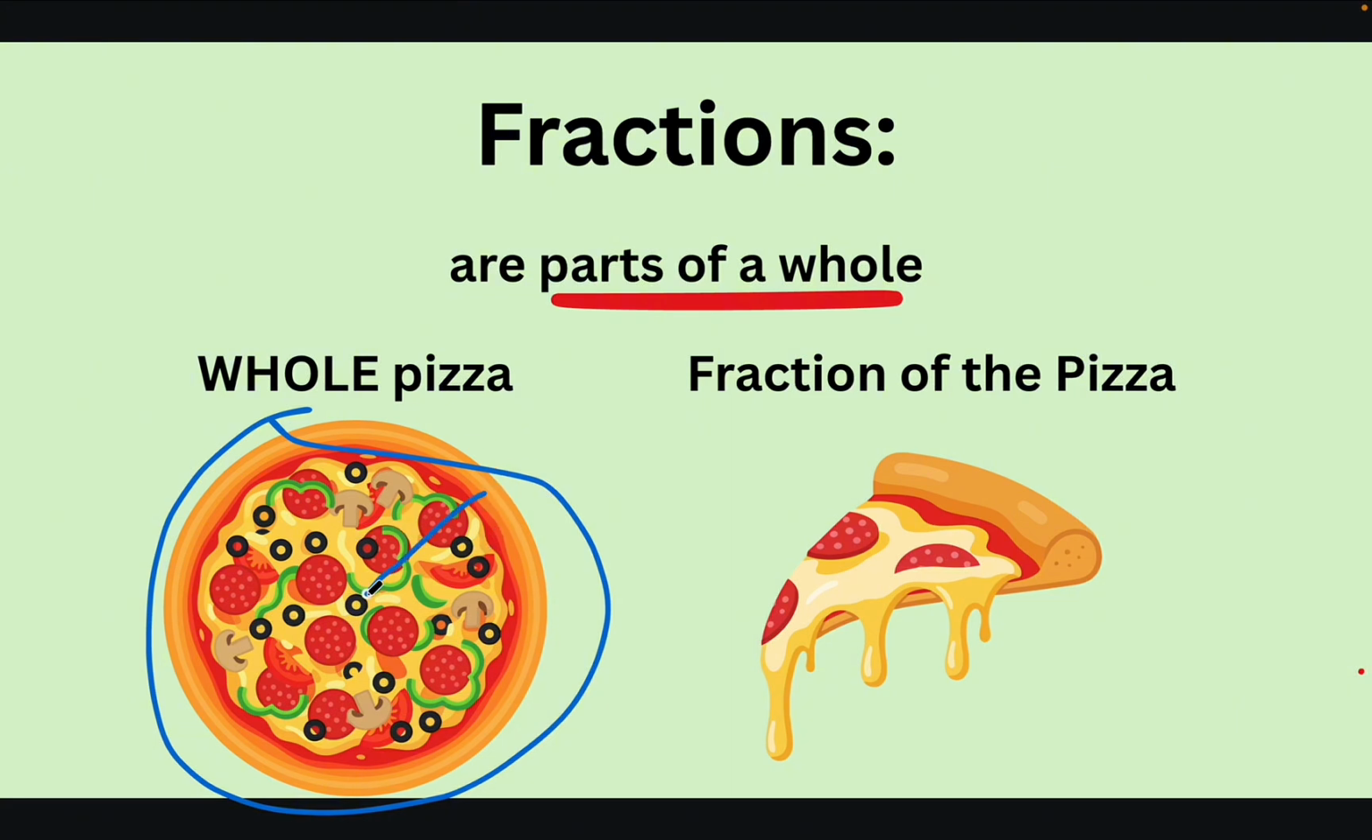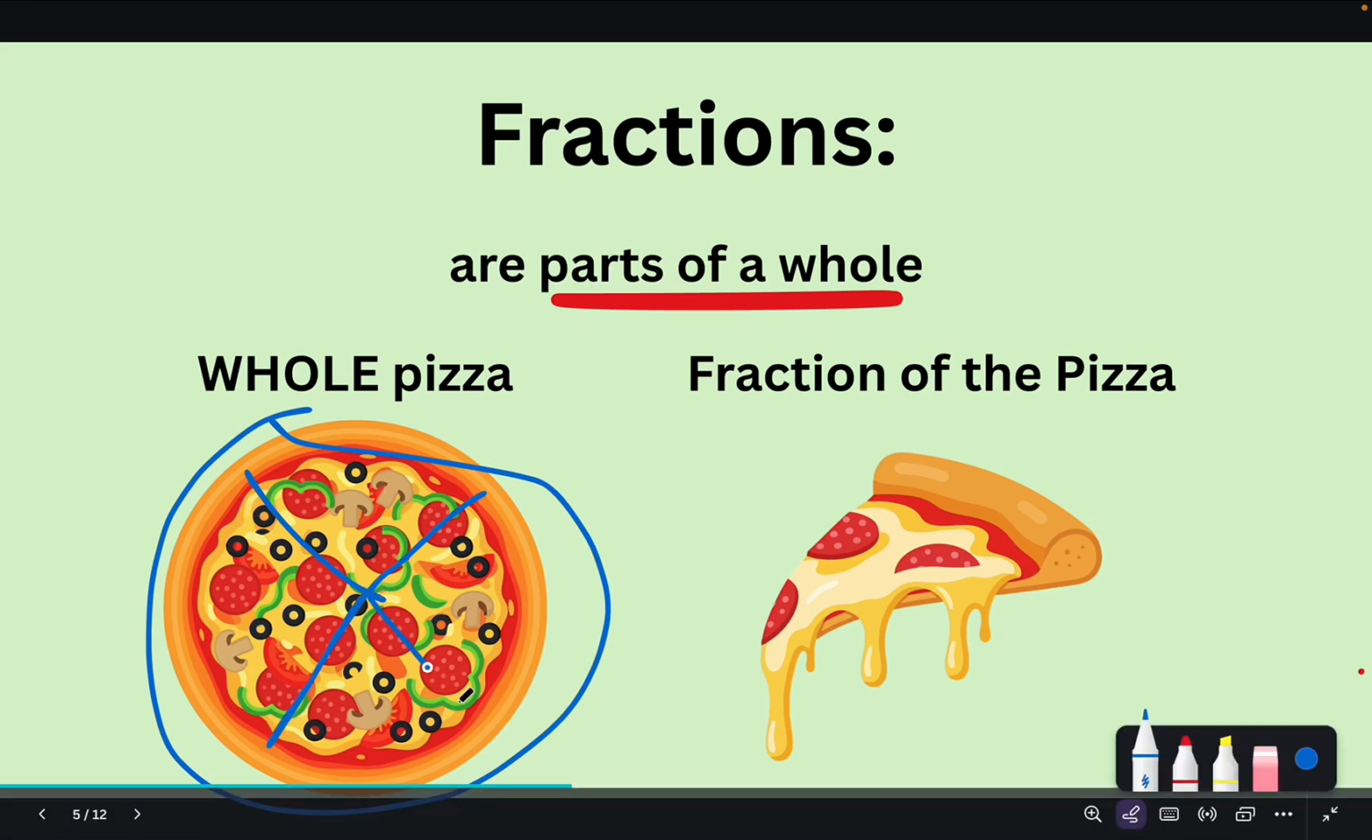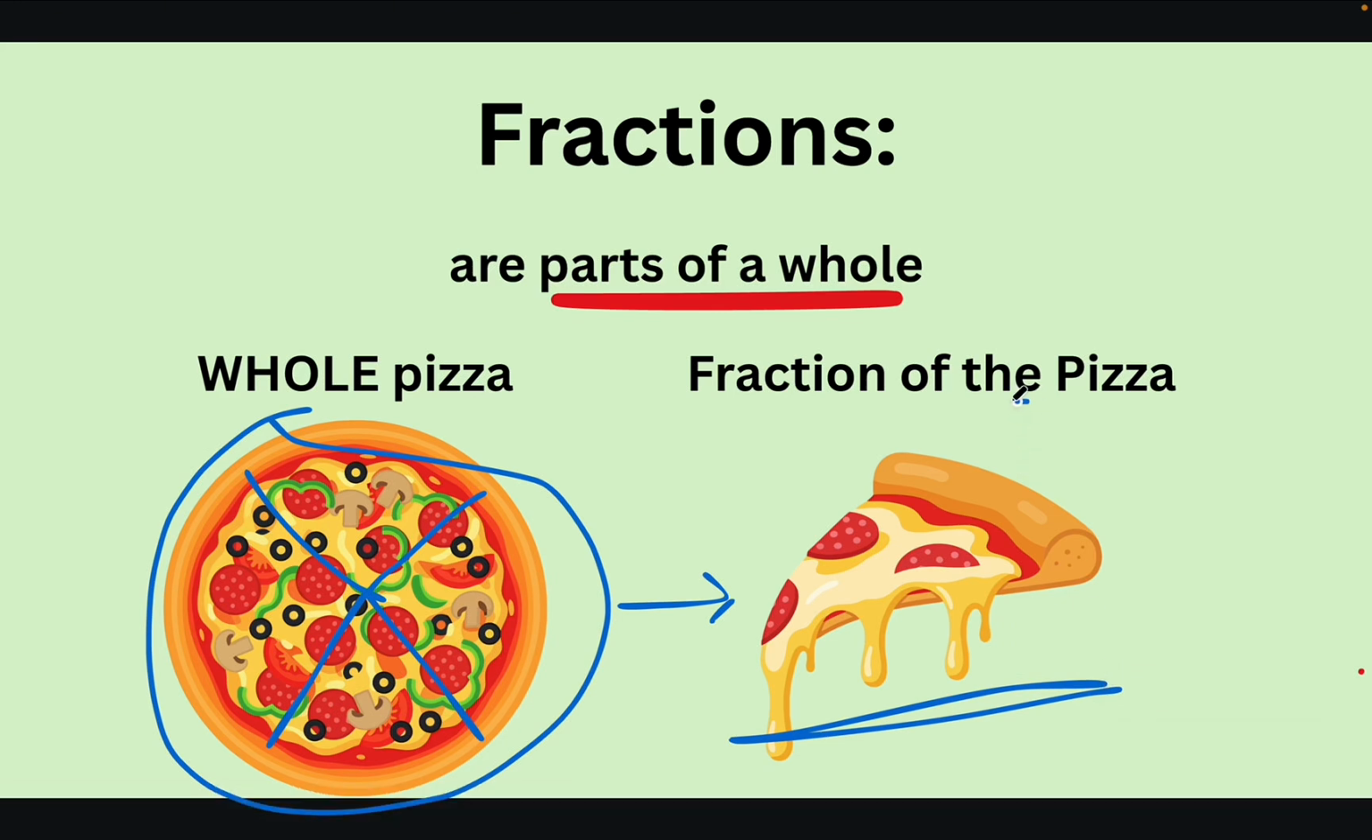However, if we were to slice the pizza into equal slices and take one of those slices out, we would instead have a part of what was once a whole, unchanged pizza. And this part of that pizza would be known as a fraction. So this slice over here, since it is only a part of the whole pizza, it would be known as a fraction of the pizza.